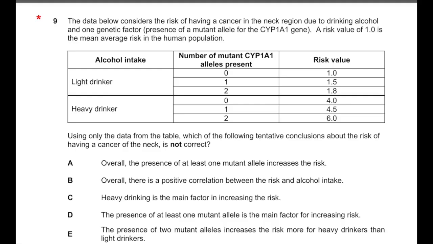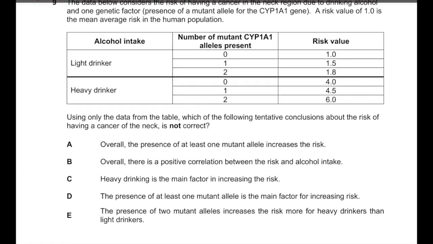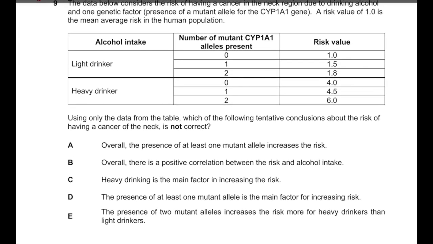Question number 9. The data below considers the risk of having a cancer in the neck region due to drinking alcohol and one genetic factor. Presence of a mutant allele for the CYP1A1 gene. A risk value of 1 is the mean average risk in the human population. This table here. Using only the data from the table, which of the following tentative conclusions about risk of having cancer of the neck is not correct? Option 1.